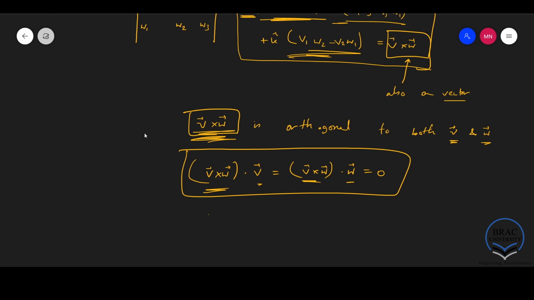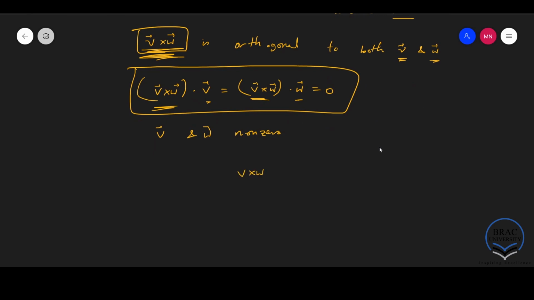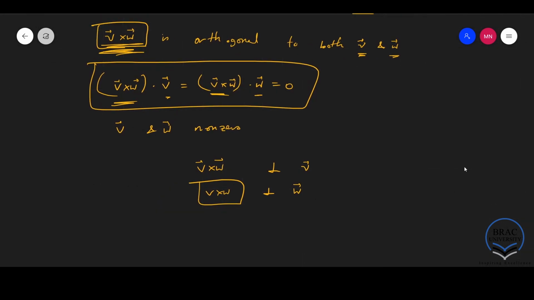And now if both of the vectors v and w are non-zero, what does that mean? It means that v cross w is also perpendicular to v, right? And it is also perpendicular to w, right? Meaning they're at 90 degrees to each other. And we've mentioned that this cross product, the vector that we get when we consider the cross product of these two vectors, is orthogonal to v and w, but these are not the only two vectors that this is orthogonal to.